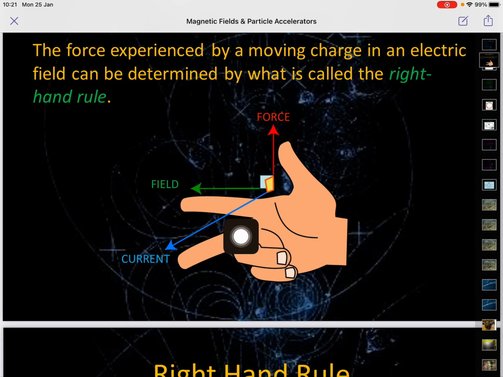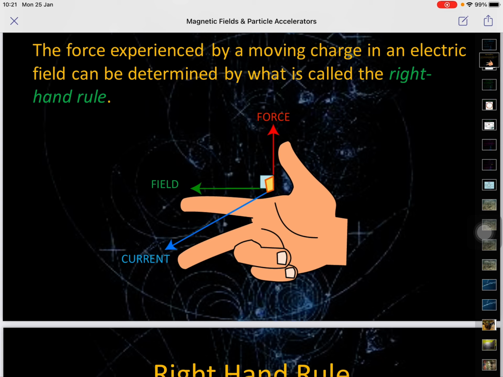Because it's a 3D concept, it is quite hard to draw, but what you want to think about with your right-hand rule is that you've got your thumb going straight up, your first finger going straight out in front of you, and your middle finger going to the left. So it's just a way of trying to represent the three things that are going on and how they interact with each other.